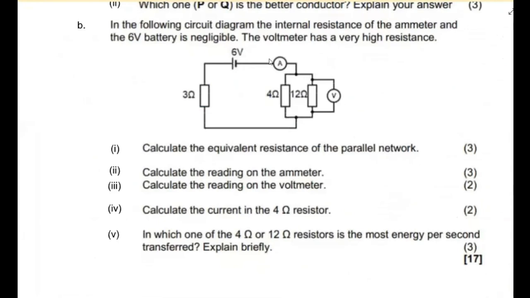In the following circuit diagram, the internal resistance of the ammeter and the 6-volt battery is negligible, so we're not going to worry about internal resistance. The voltmeter has a very high resistance.